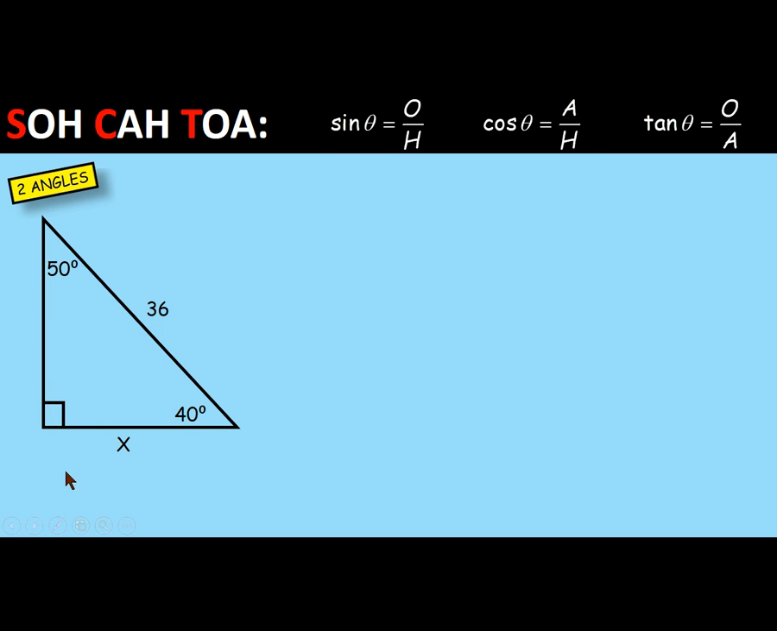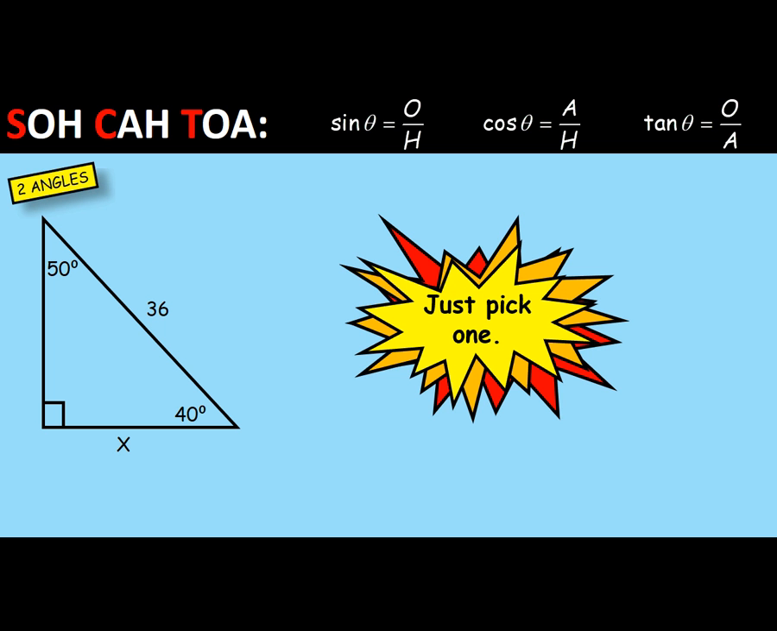This problem's a little bit different from the types of problems that you've been doing so far. And the thing that makes it different is that in this case, you know two of the angles. We've got the 40 degrees and the 50 degrees. The problem's still going to be done the same way. We're going to identify O, A, and H, pick sine, cosine, or tangent, and solve it. The problem is the first step. The first thing we're supposed to do is pick an angle. Which angle should I pick? Well, it doesn't matter. Just pick one. It doesn't matter which angle you go for. You'll get the same answer whether you pick the 40 or the 50.